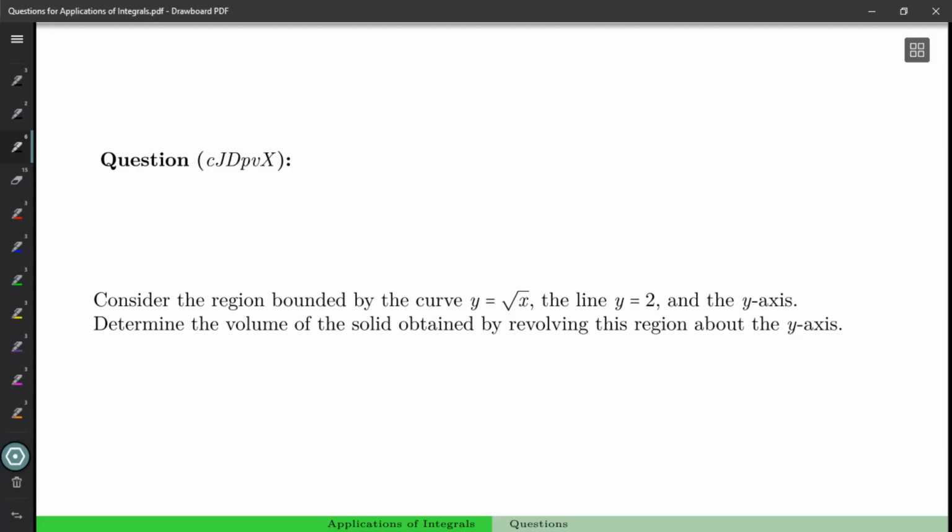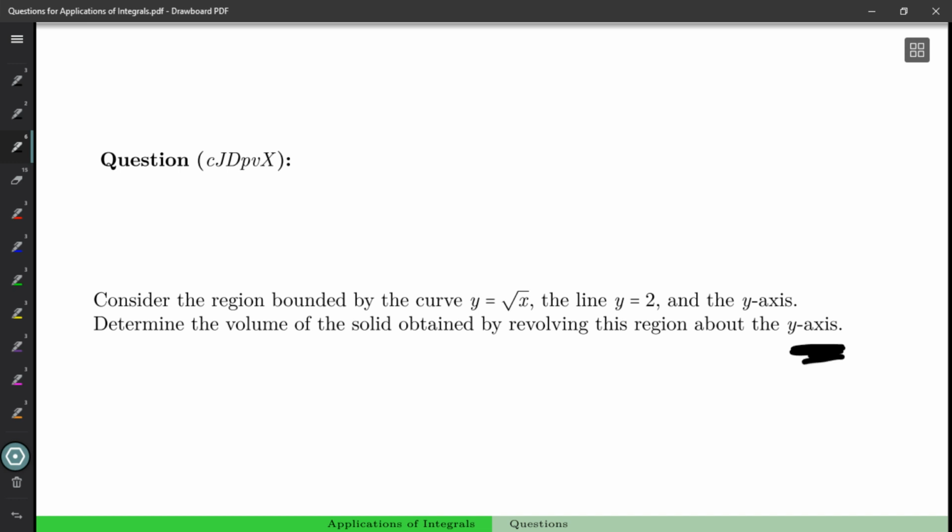Consider the region bounded by the curve y equals root x, the line y equals 2, and the y-axis. Determine the volume of the solid obtained by revolving this region around the y-axis.